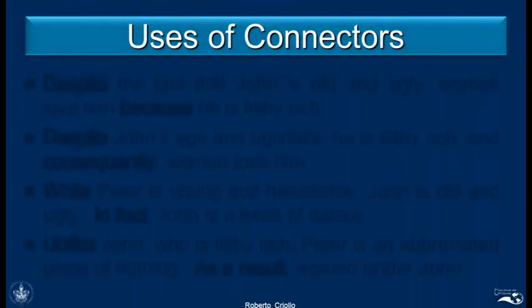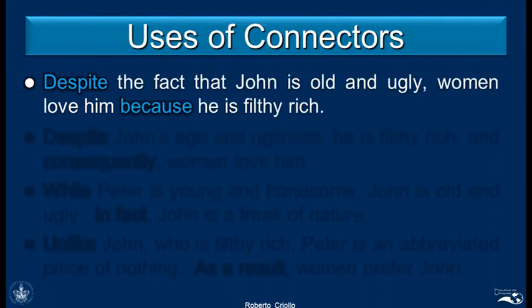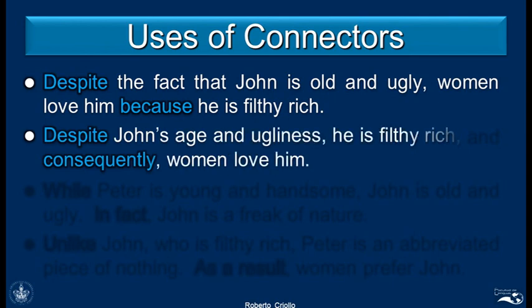I have some other examples. Let's look at them. Despite the fact that John is old and ugly, women love him because he's filthy rich. Then again, I have here a restriction. He's old and he's ugly. Okay, that is something bad. But I'm saying too that women love him because he is filthy rich. So I'm establishing a cause and a consequence relationship between the money and the fact that women love him. I can say something similar. Despite John's age and ugliness, he is filthy rich, and consequently, women love him.